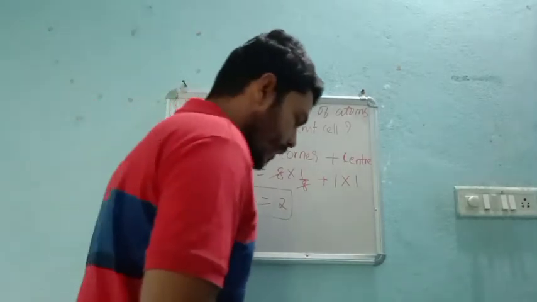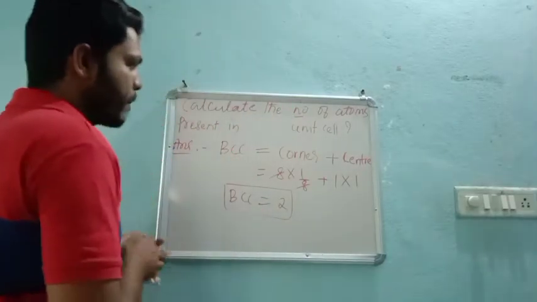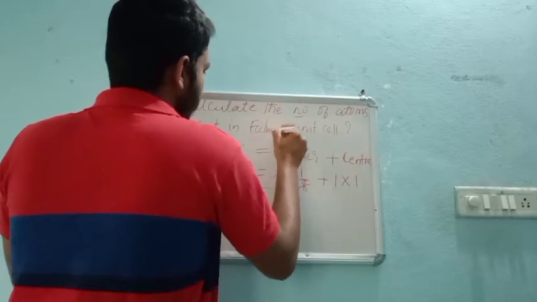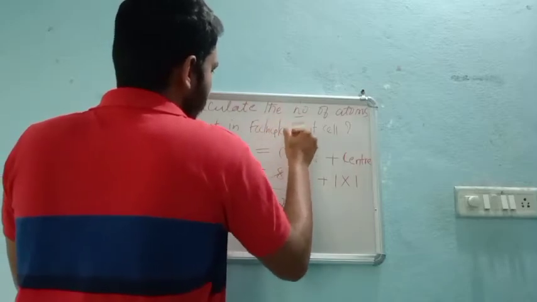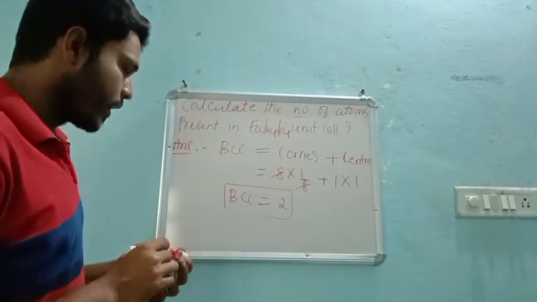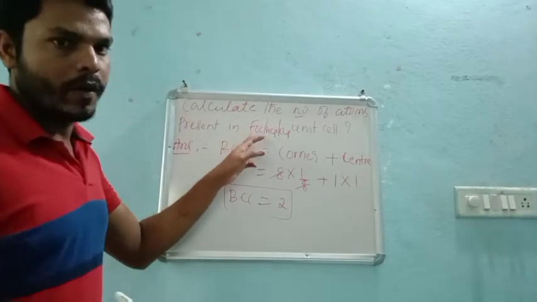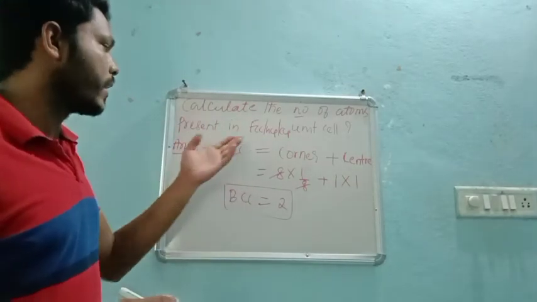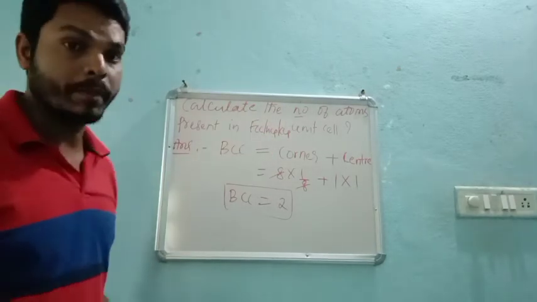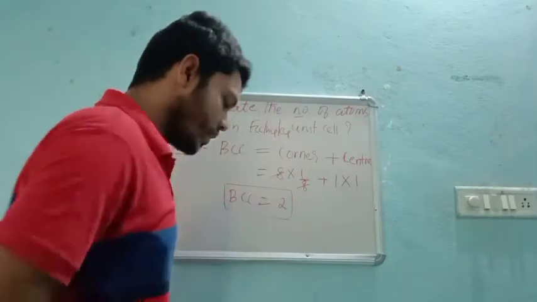And now finally we will calculate the number of atoms present in FCC. FCC, HCP or CCP are all the same. Don't forget. They can ask you to calculate the number of atoms present in FCC directly, or if they make some twist, they can ask you to calculate the number of atoms present in HCP or CCP. So don't forget these three.